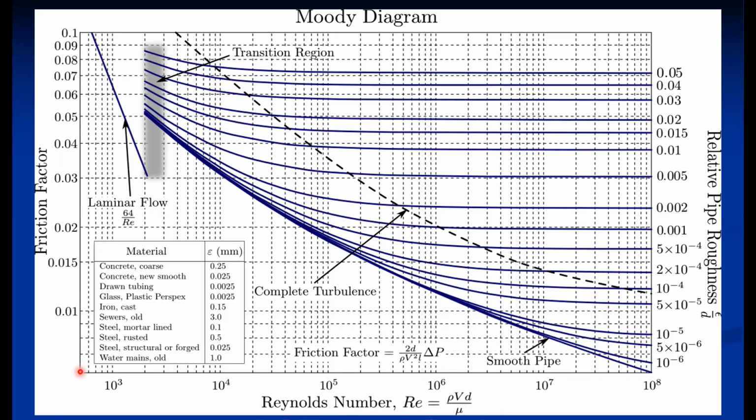So for a particular fluid flow, if the velocity increases, your value of friction factor decreases. This is for laminar flow, this is for turbulent flow and transition flow. So friction factor decreases with increasing velocity or increasing Reynolds number.